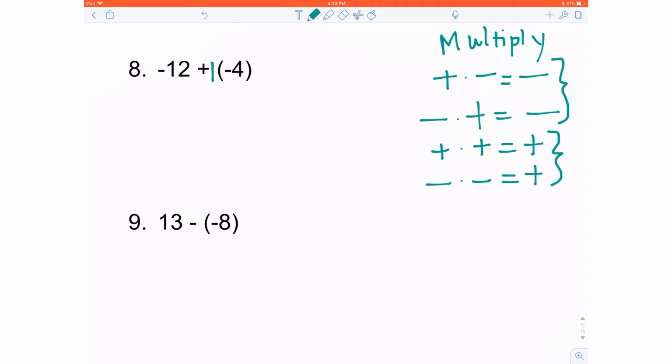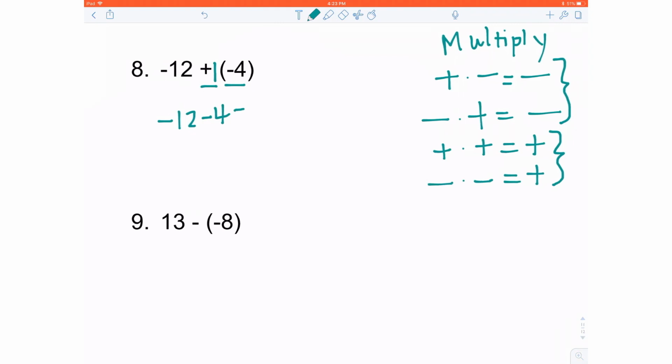So here, positive 1 times negative 4. Positive times negative is negative, so this gives me negative 4. The negative wins. Now we can go ahead and treat this like a regular problem and say, okay, negative 12 minus 4. These have the same sign, so I'm going to add them, and I'm going to keep the sign, and that gives me negative 16.